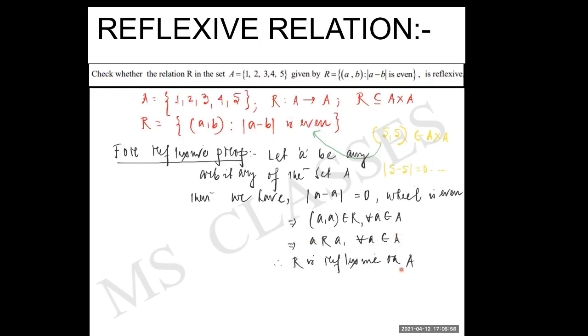Now two questions will come. The first, important question is that I have checked only for one element, so how can I say it for all A? This is because, children, I have taken an arbitrary element, which can be any element. For any element you are proving this to be true, so there is no need to show it for each and every element separately. For all the elements, R is reflexive on A.